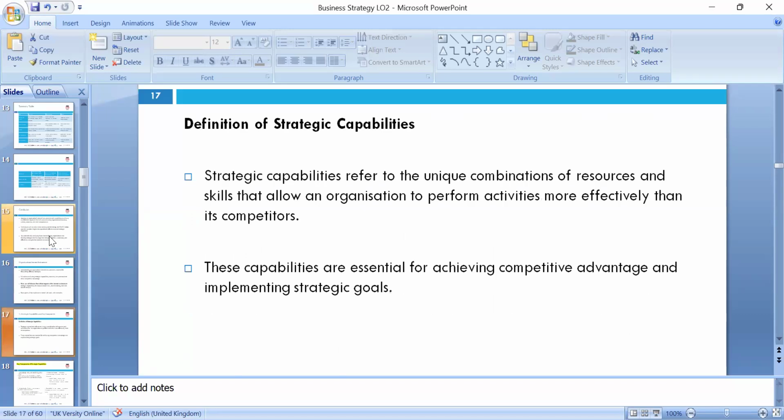Strategic capability: when we use the word strategic, it means long-term capability. If you are competent today, it does not mean you will be competent forever. So we have to do CPD, continuous professional development, and carry on developing, as we discussed in our other unit. Capability is the ability to achieve competitive advantage and stay ahead of the competitors.